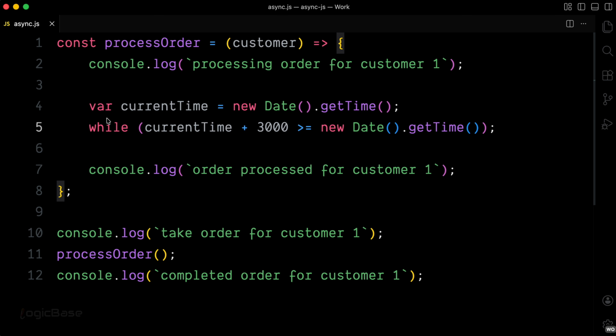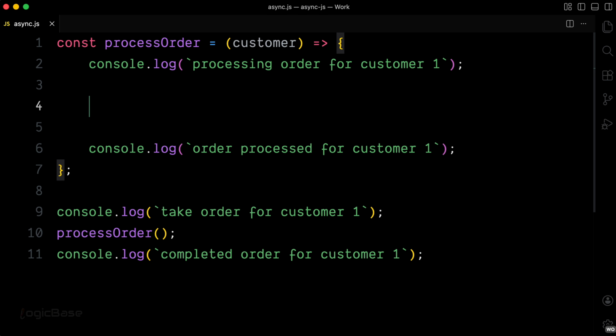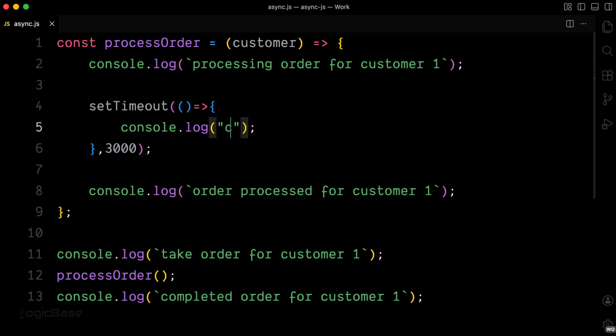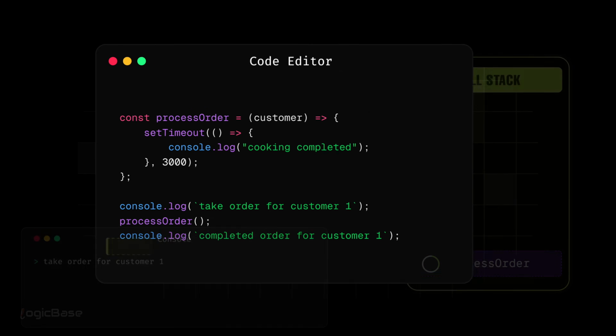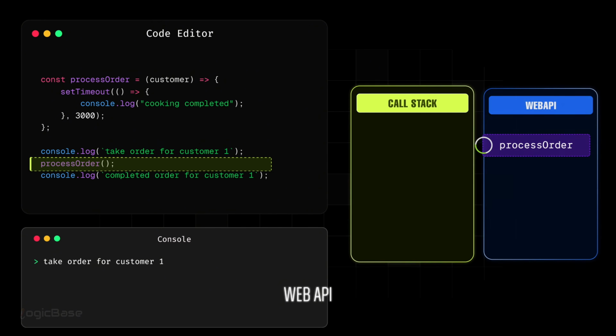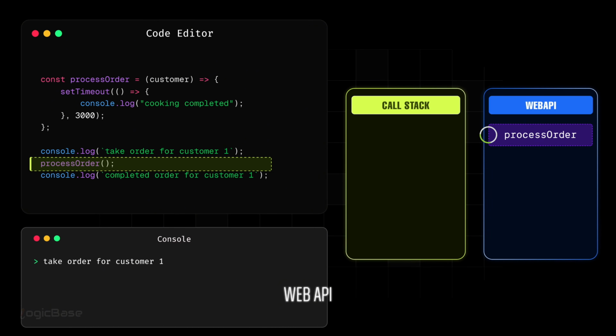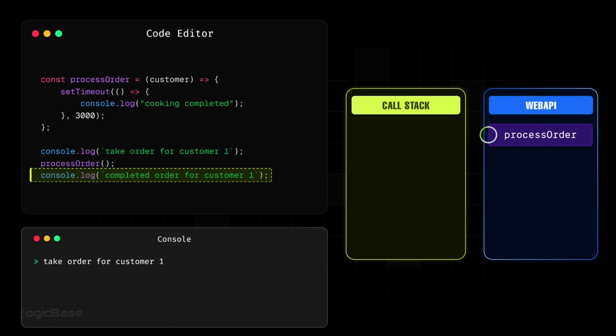Now, let's see how we can remove this blocking behavior by replacing that while loop with a built-in function called setTimeout. In this version, JavaScript behaves differently. When it reaches setTimeout, it recognizes it as an asynchronous function. Instead of waiting, it hands the task over to the web APIs, which is part of the runtime environment, and immediately moves to the next line.